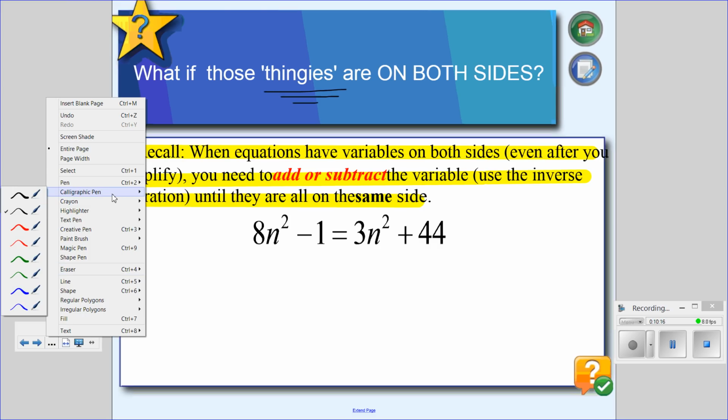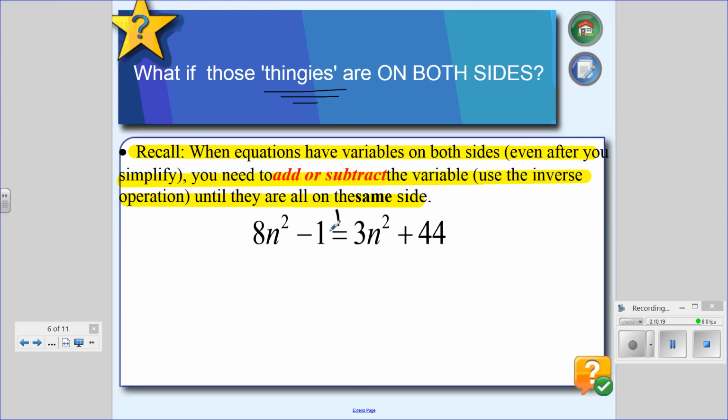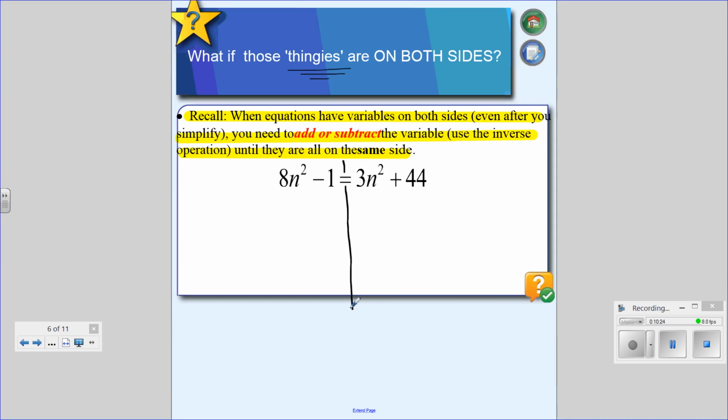Let's get an example for one of these. Let's put up our divider wall here. All right, so I've got variable expressions on both sides. 8n squared minus 1 is equal to 3n squared plus 44. Subtract 3n squared from both sides. Or you could subtract 8n squared from both sides. Okay. Now it cancels out over here. I'm going to have 5n squared minus 1 results in 44.